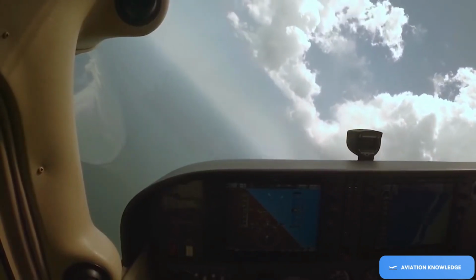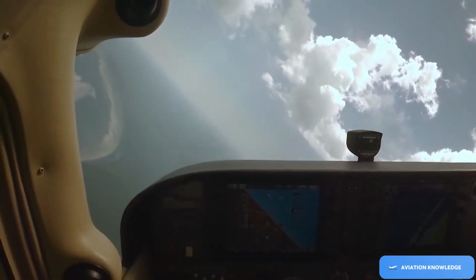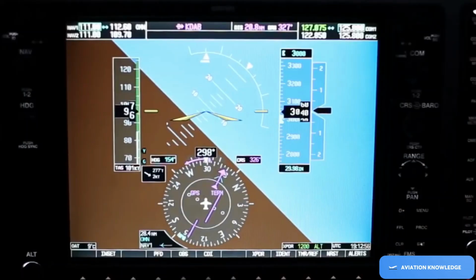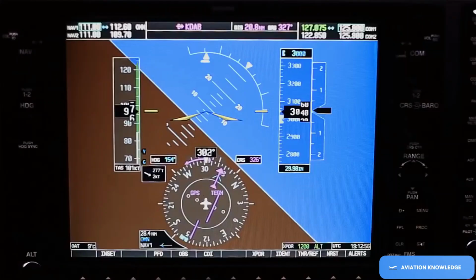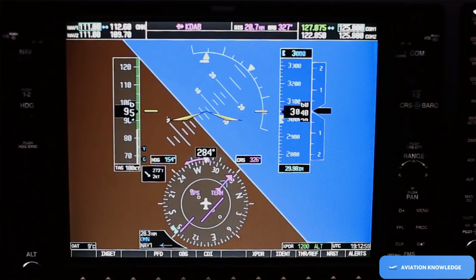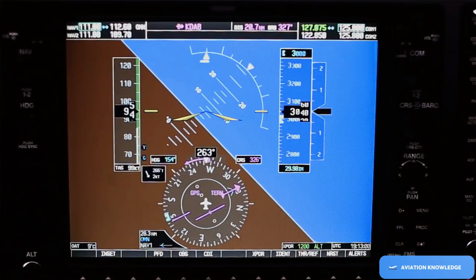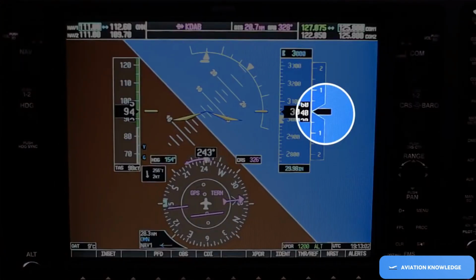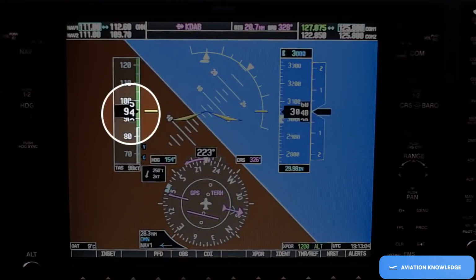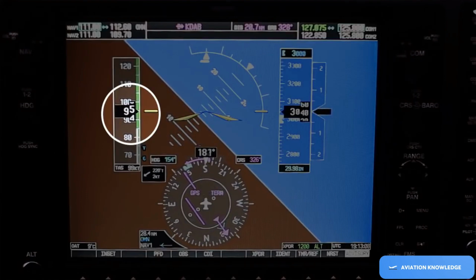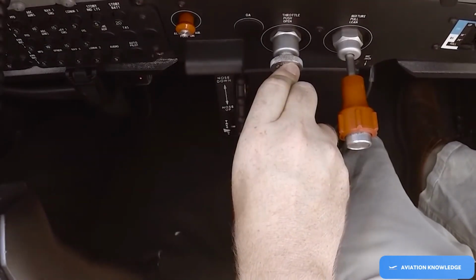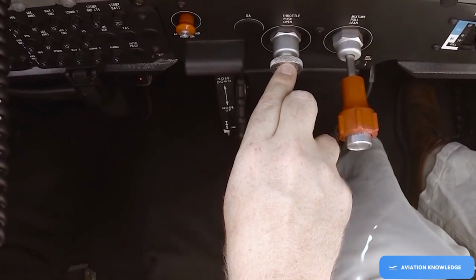With the bank established, retrim the airplane and divide your attention inside and outside the airplane. Make sure the outside pitch reference and the attitude indicator are both showing the pitch attitude required for level flight. The altimeter should show a constant altitude, and the VSI should show neither a climb nor descent. Glance at the airspeed indicator to verify that the airspeed is within 10 knots of your entry airspeed. Add or reduce power as necessary to maintain 95 knots.